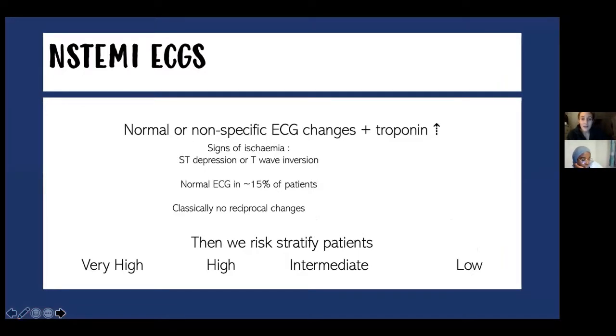And then our NSTEMIs, we would look for the ECG changes. If it was normal and then the biomarkers come back as raised, we're thinking, okay, we've got an NSTEMI going on. And with that, we would then risk stratify the patient in front of us. Does anyone know any scores we can give patients? Yeah, GRACE, that's it.